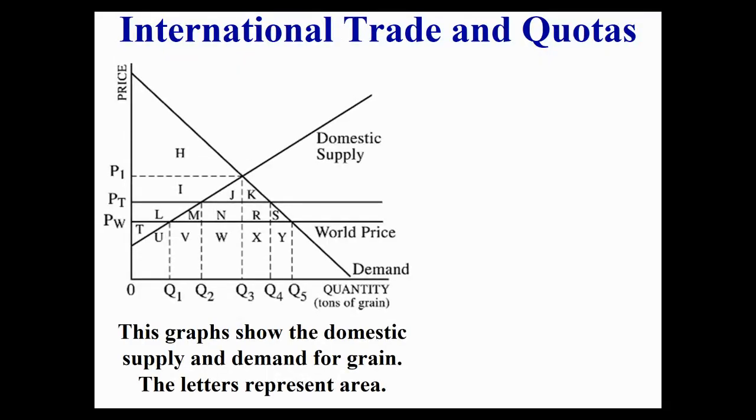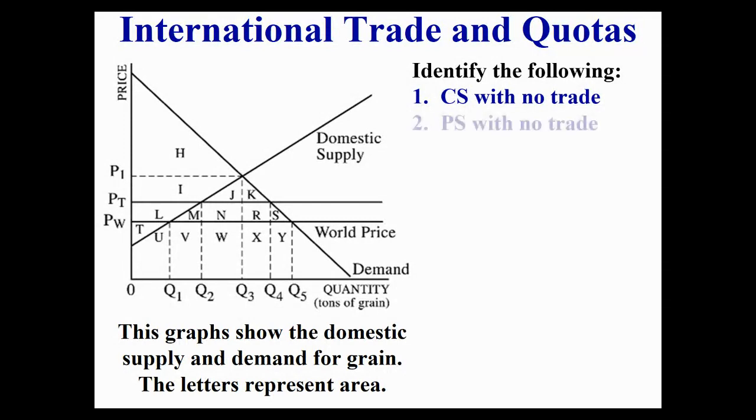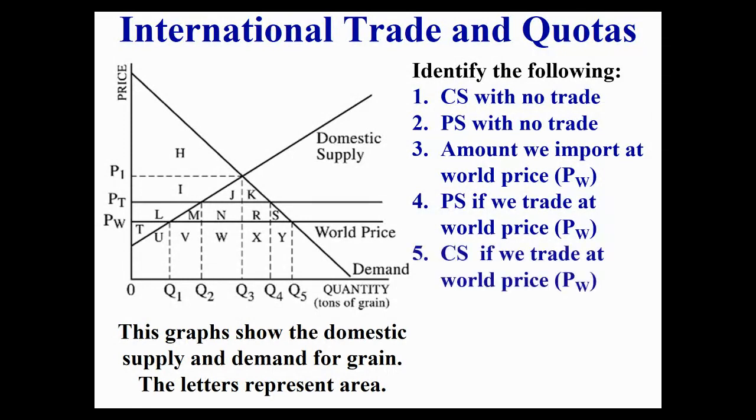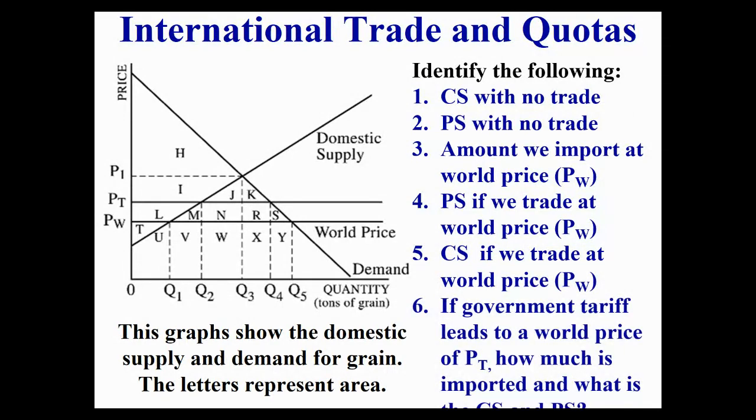So let's take a look at this graph right here. Identify the following: consumer surplus with no trade, producer surplus with no trade, the amount we import at world price P, the producer surplus if we trade at world price, consumer surplus if we trade at world price, and if government tariffs lead to the world price to be PT.